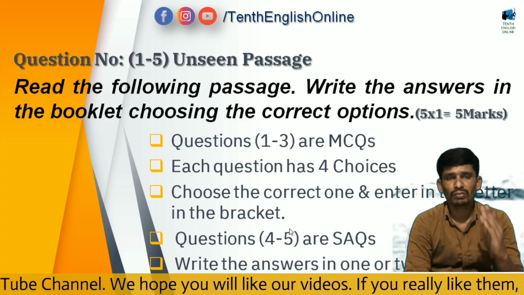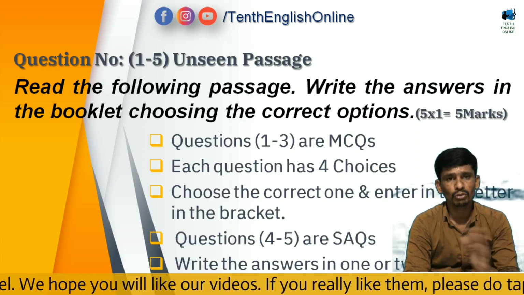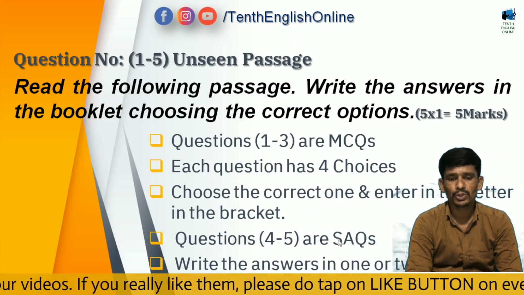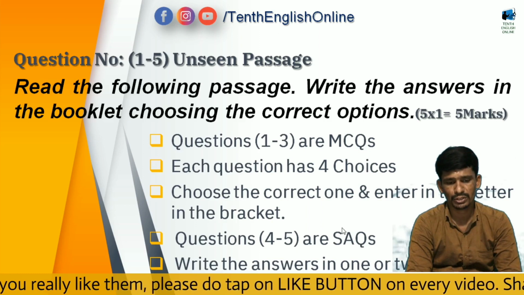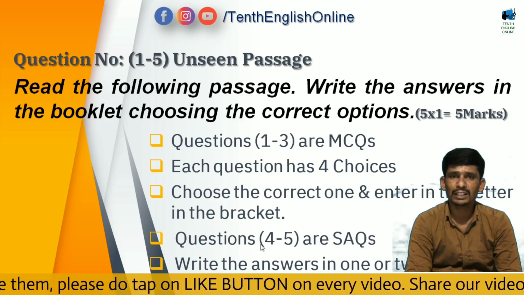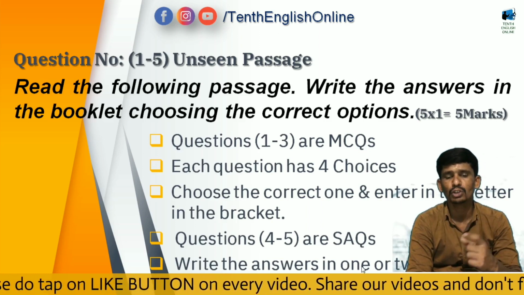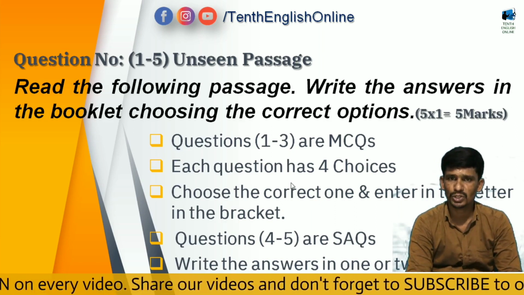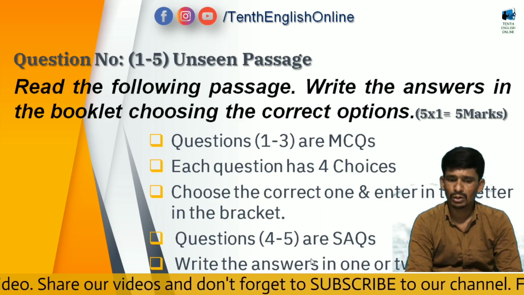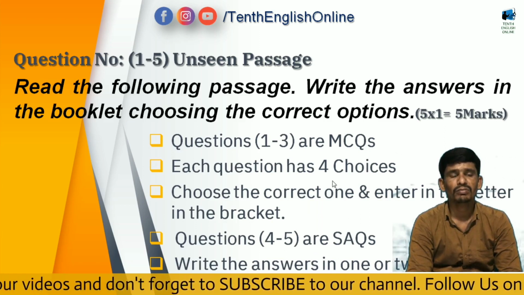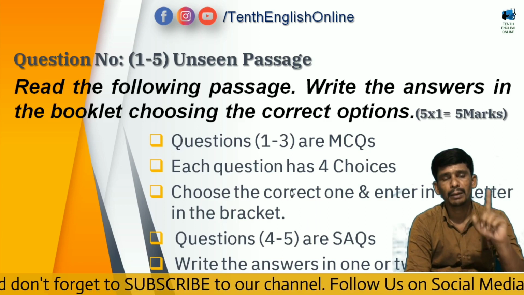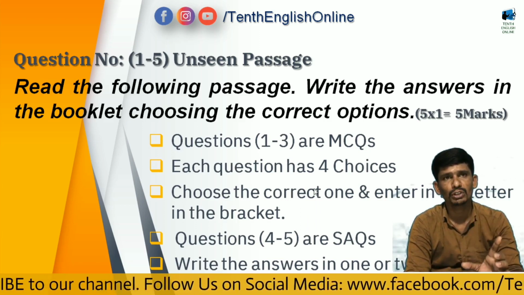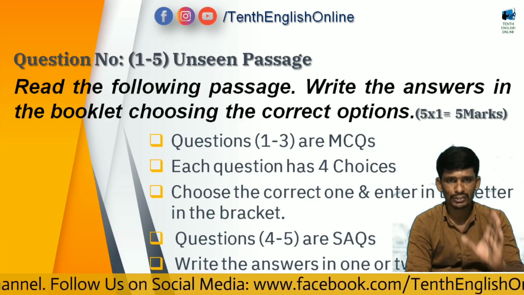After questions 1 to 3, the remaining questions 4 and 5 are SAQs, short answer questions. We have to write the answers in short, in one or two sentences. So questions 1 to 3 carry 3 marks, and questions 4 and 5 carry 2 marks, 3 plus 2, 5 marks. So 5 marks come from bit 1, the unseen passage. Now I am going to give you an example passage for this bit.